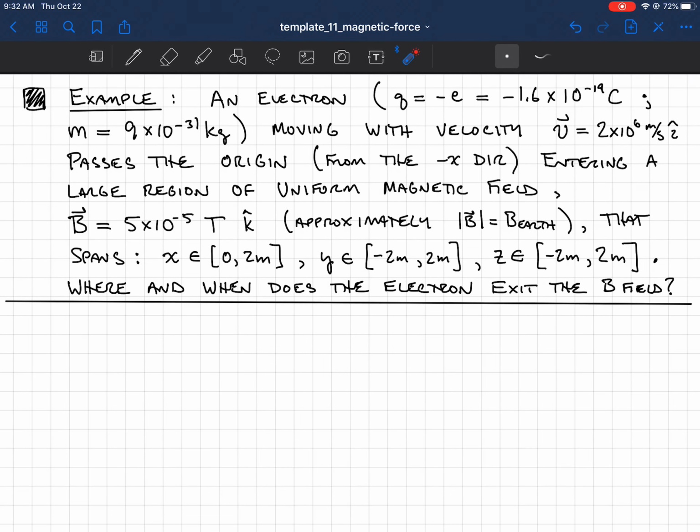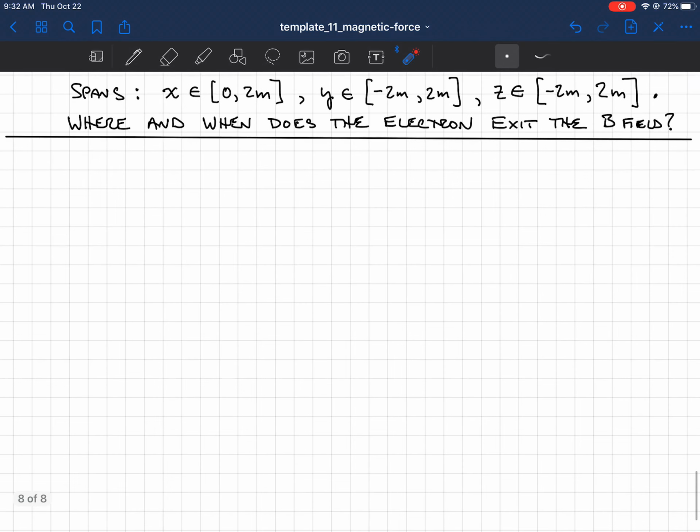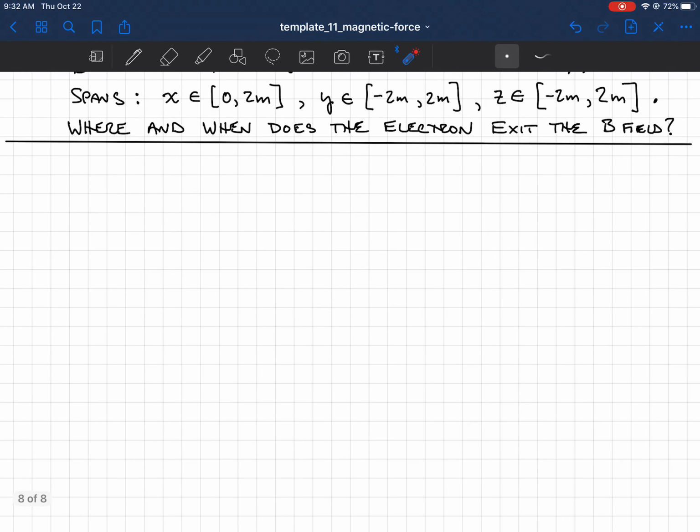Last example, we have an electron that moves with a certain velocity, we're told in the x direction, and it passes the origin from the negative x direction, entering a large region of uniform magnetic field, which is given as 5 times 10 to the minus 5 Tesla. That is approximately the magnetic field of the Earth. And let's say that that magnetic field region spans sort of a 2 meter by 4 meter by 4 meter region. So let's sketch this out. The question is, where and when does the electron exit the B field?